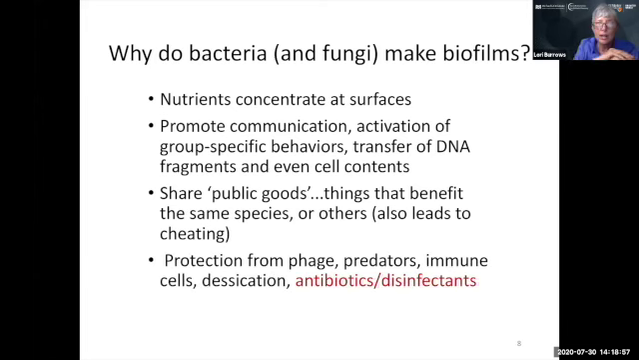And lastly, growing as a biofilm will protect the bacteria from phage, which are small viruses that prey on bacteria, predators such as amoeba, which eat bacteria, immune cells, desiccation, which means drying out, and from antibiotics and disinfectants. And that's one of the important aspects that we study.